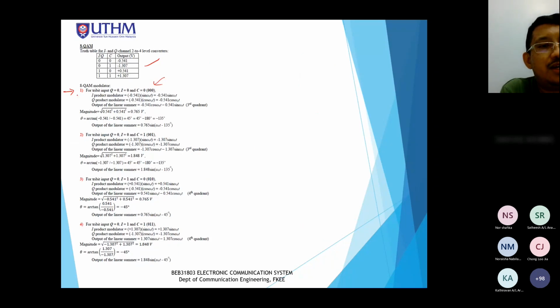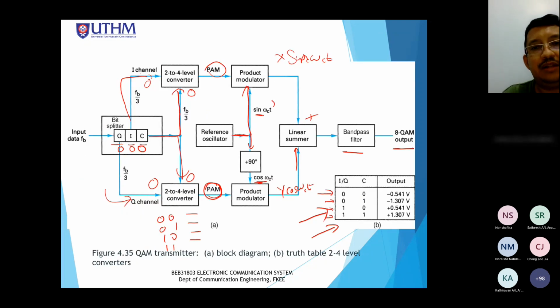For the I product modulator, it will produce negative 0.541. So with 0 and 0, if you refer to the table, it produces negative 0.541. For the I channel, we will multiply it with the sine function. Remember, the first product modulator multiplies with sine omega ct.